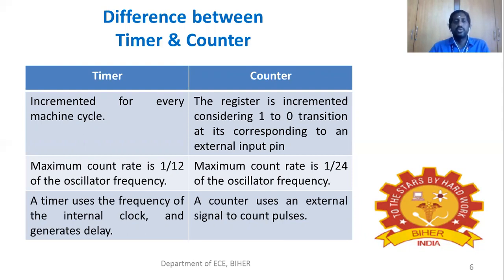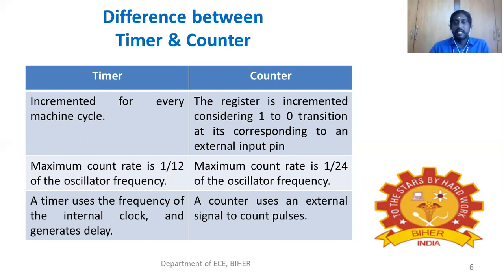A timer uses the frequency of an internal clock and generates the delay. Suppose I want to generate a 5-second delay or 10-second delay, it is closely related to the frequency of the internal clock. This is how the timer knows it is 5 seconds. It is based on the frequency of the internal clock only.